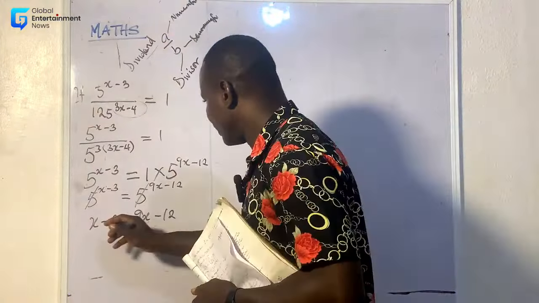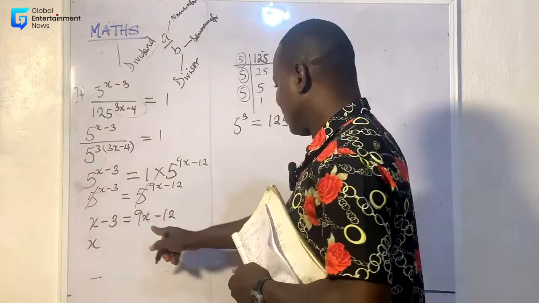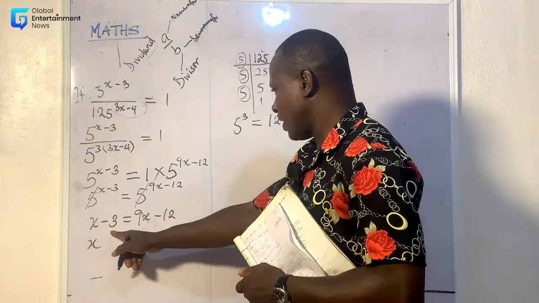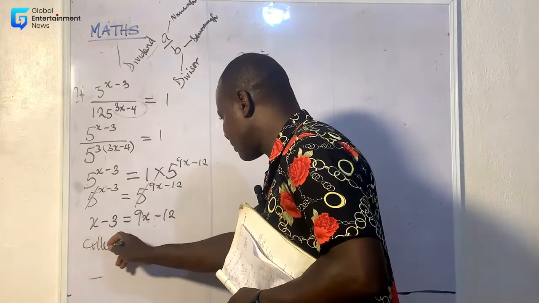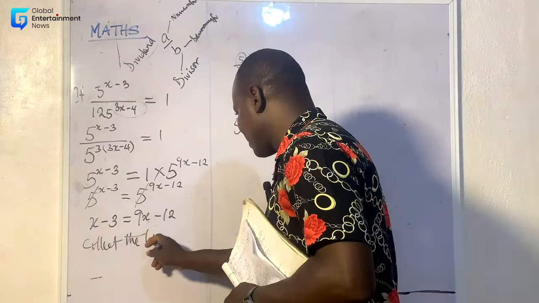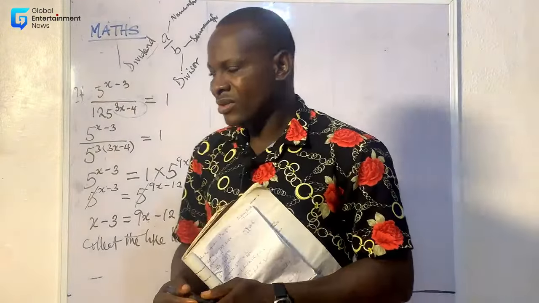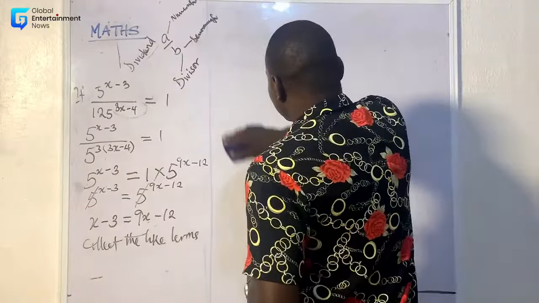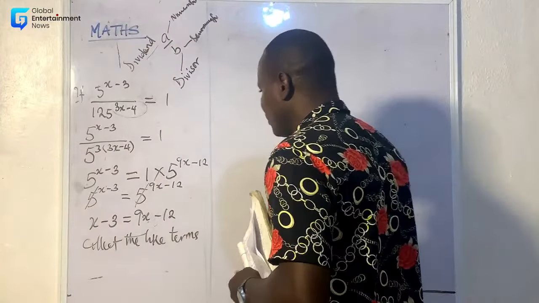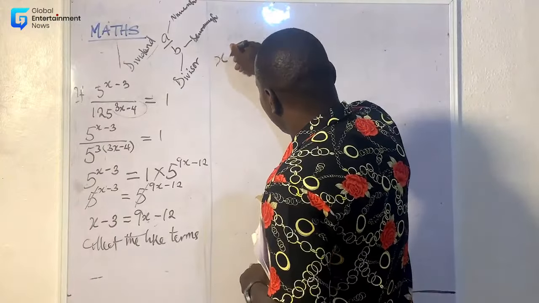Okay. Now, what do we have here now? We have x. If we want to collect the like terms, let me write it. Collect the like terms. So let's collect the like terms. So what do we have here? We have x.